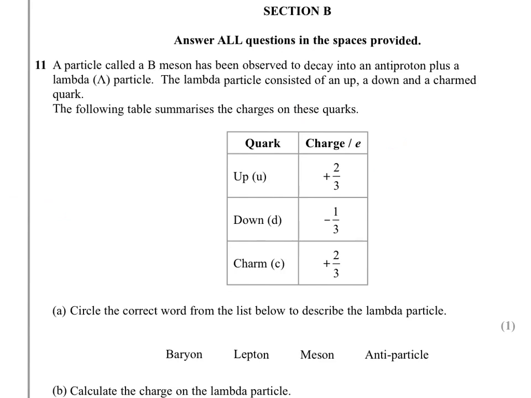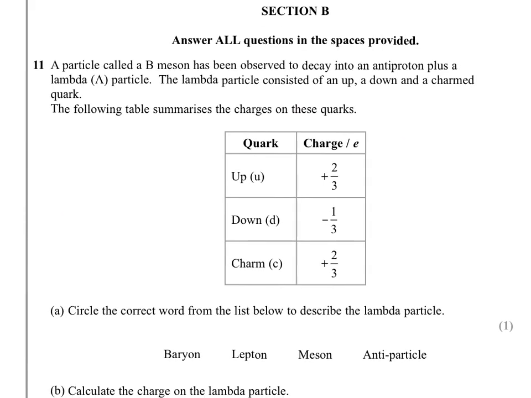Well, firstly, we're told here that the lambda particle consists of 3 quarks: up, down, and charm. So it's a quark triplet, which means it's not a meson, it's not a lepton, it's a baryon. Baryons, remember, are quark triplets, mesons are quark doublets, and leptons haven't got quarks at all. They're a separate fundamental particle.